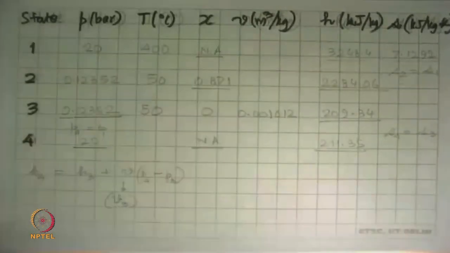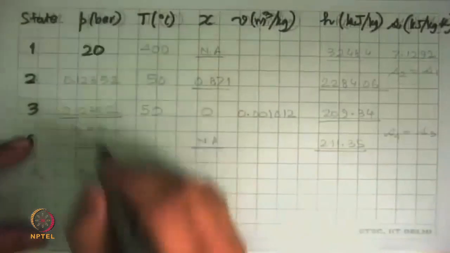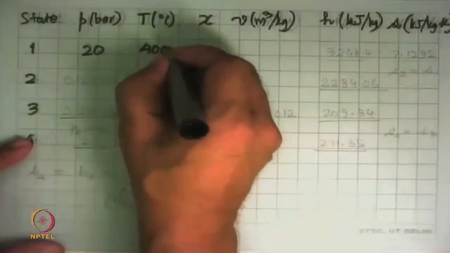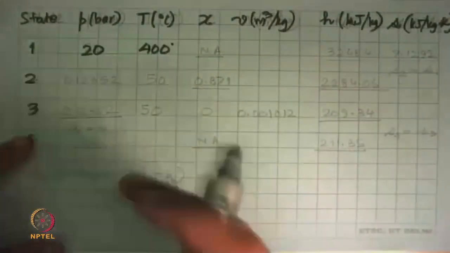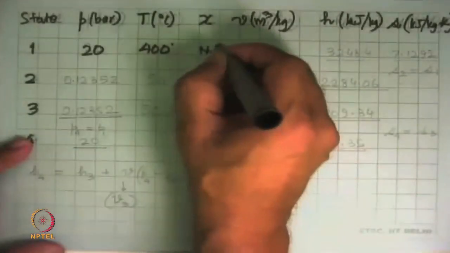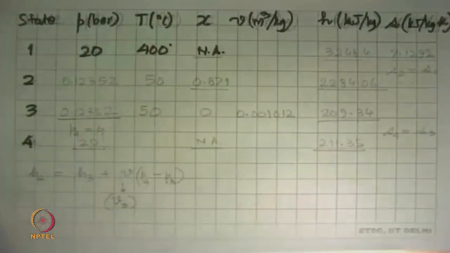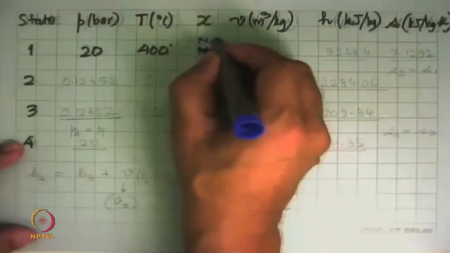And now let us first write down what we know about this system. The first is the pressure, given at state 1 as 20 bar, and the temperature is given as 400 degrees Celsius. If we look at the property tables, we know that this becomes superheated, so dryness fraction is not applicable. We are now starting to infer from this information. So this is not applicable.